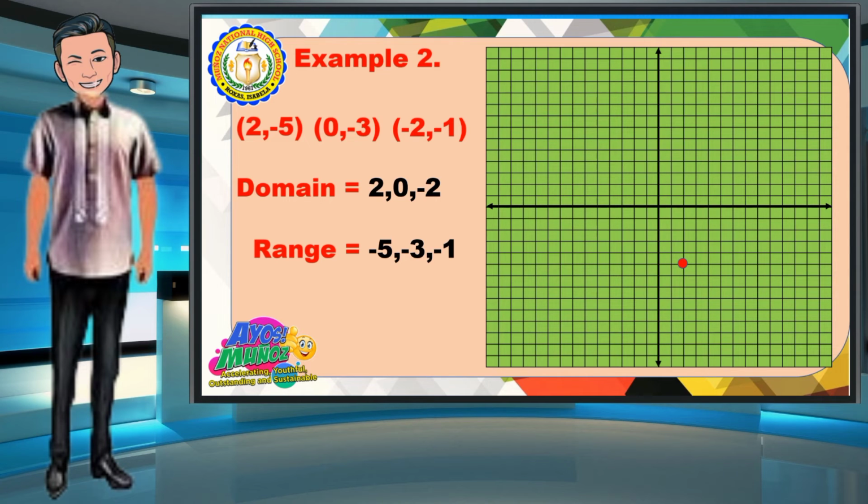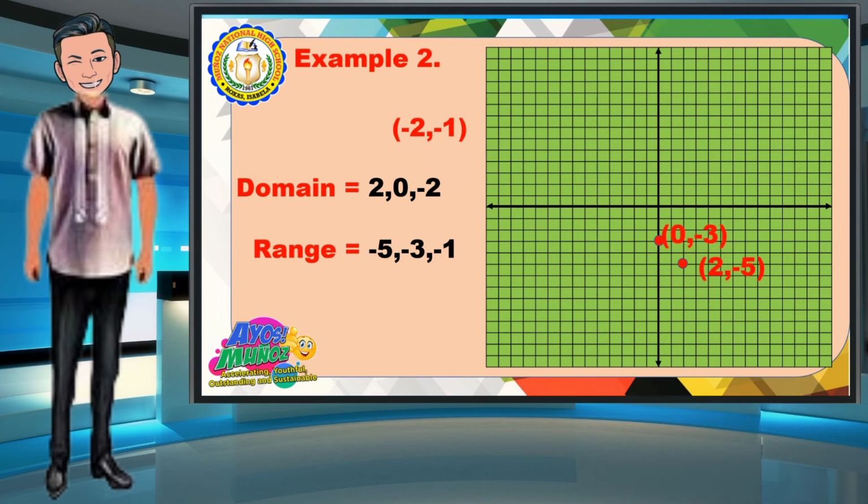Going to plot the first point, we have 2, negative 5, which belongs to quadrant 4. So this is the graph of the first point. How about the second point? 0 and negative 3. Since the value of x is 0, this point belongs to the y-axis. This is the graph of 0 and negative 3.